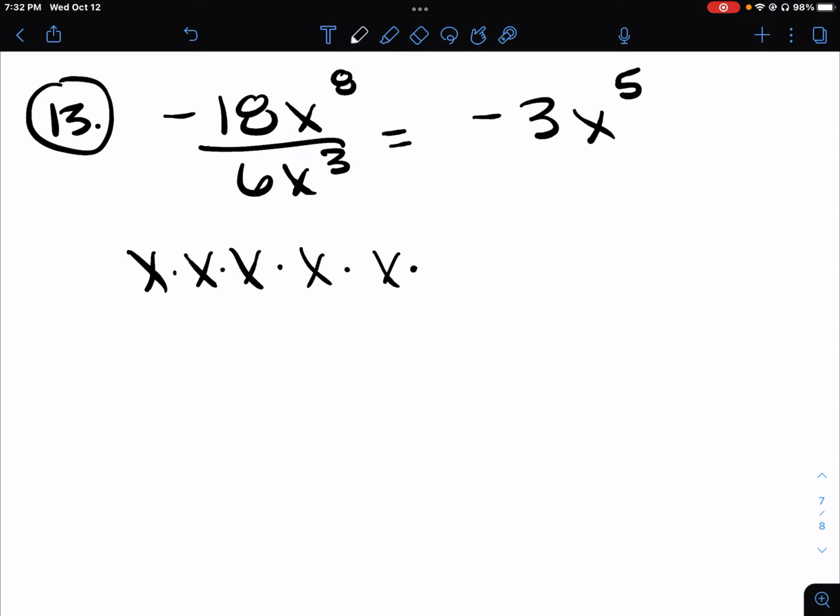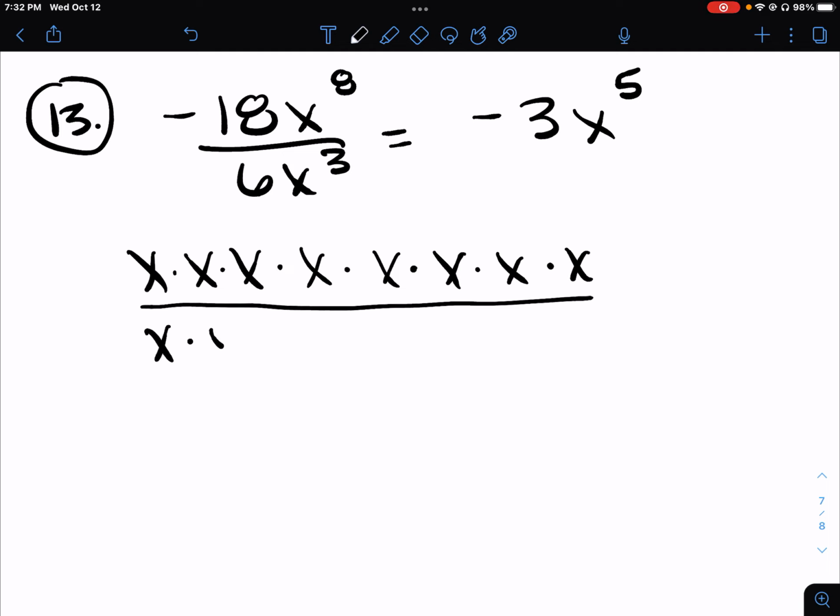Okay, and remember my rule, when in doubt, write them out. 1, 2, 3, 4, 5, 6, 7, 8. 1, 2, 3. 3 of them divide out. There's 5 left on top. There's nothing left on bottom.